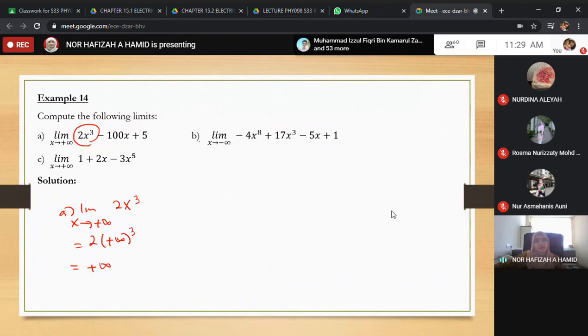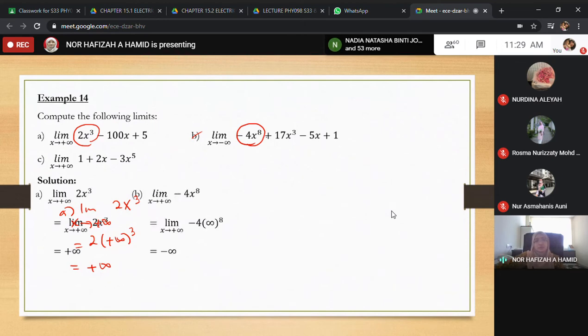Okay, so for B, this is the highest degree term. Okay, so substitute with, sorry, I made a mistake here, it is supposed to be negative infinity. So this is also negative infinity. Okay, so substitute negative infinity to the power of 8, still you get positive. So positive and negative, so you get negative infinity.